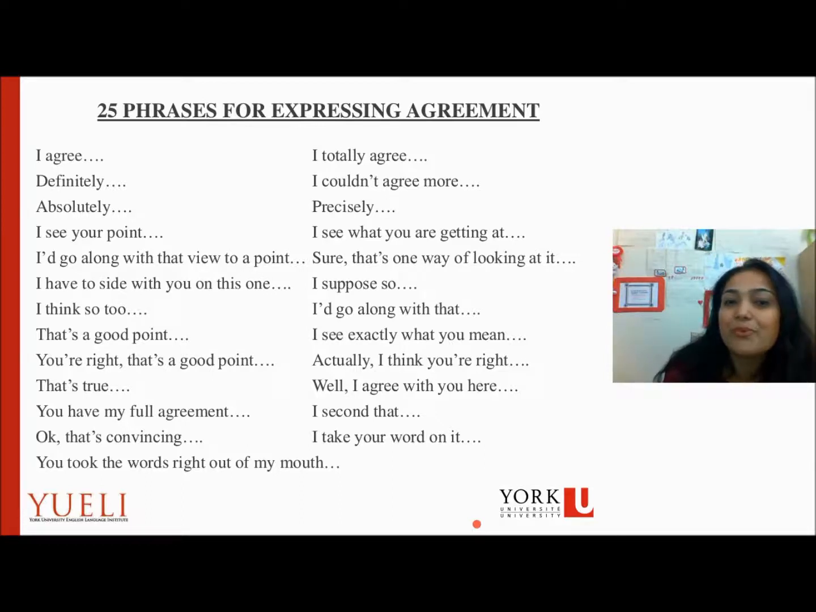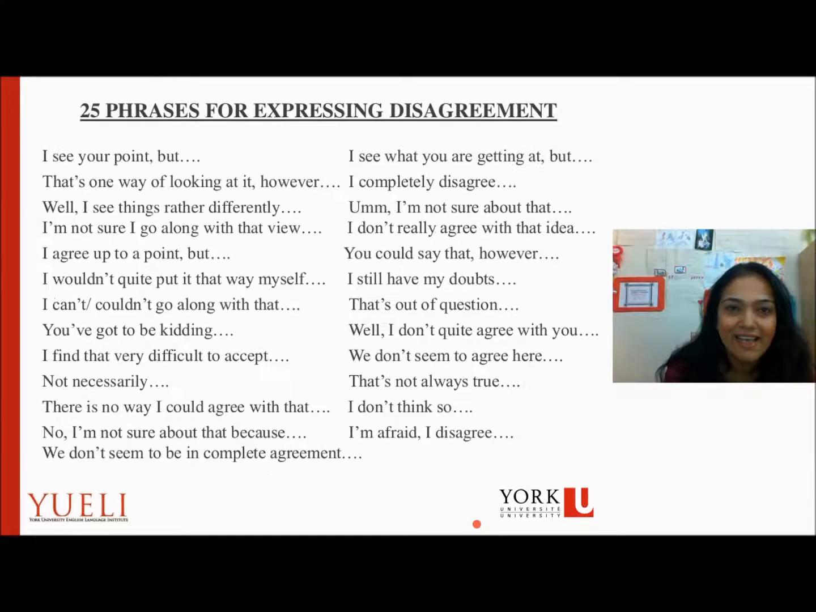I know in my class I always had students, some of their favorite ones were "you took the words right out of my mouth." They really liked using that, and "I second that." They found that these were really good, and they found that their language looked really nice and just like native speakers, and they would use this very often.